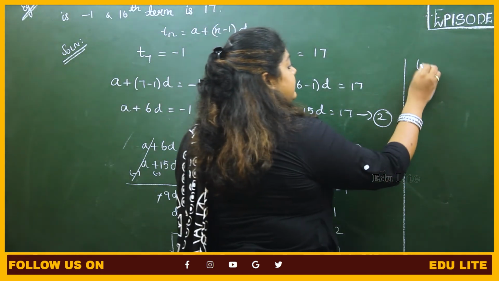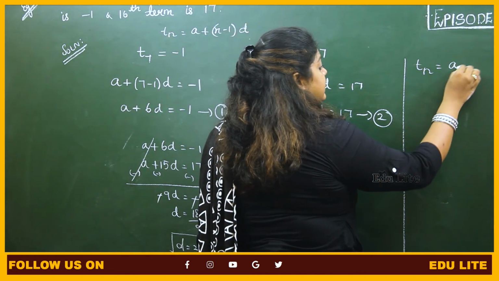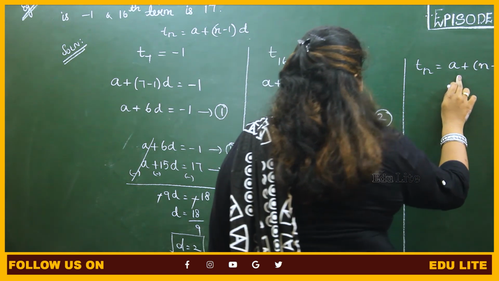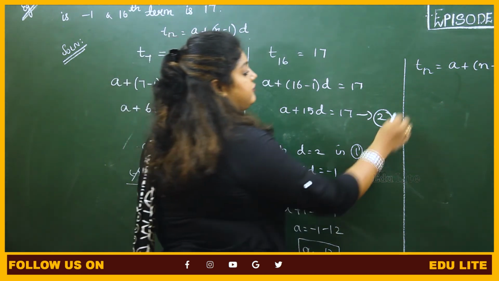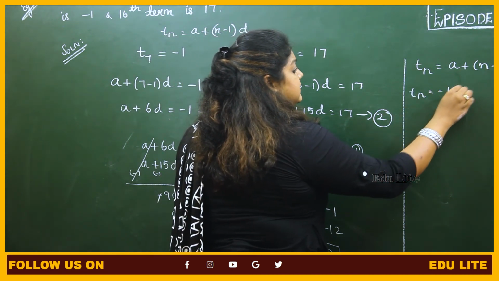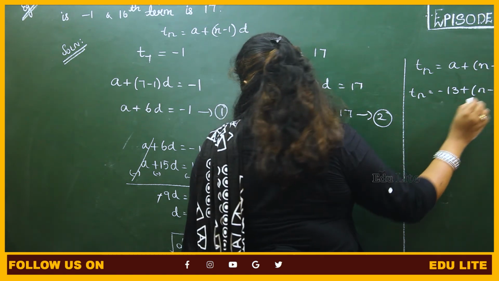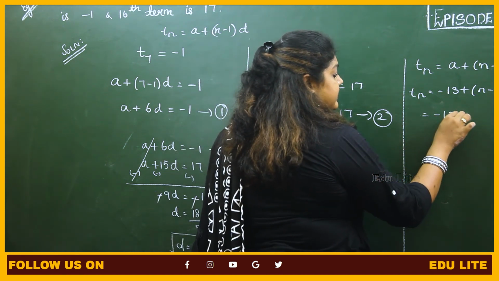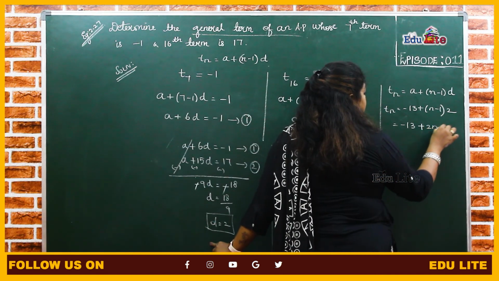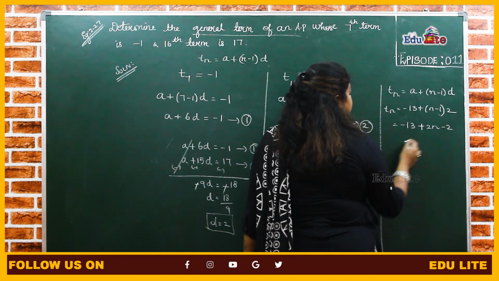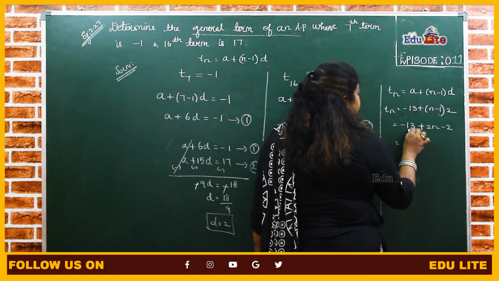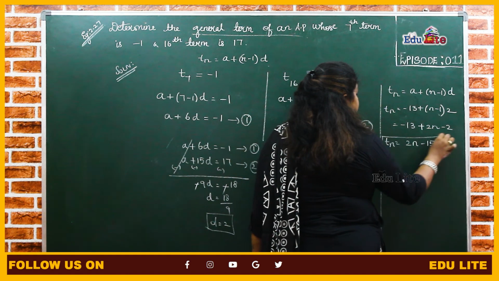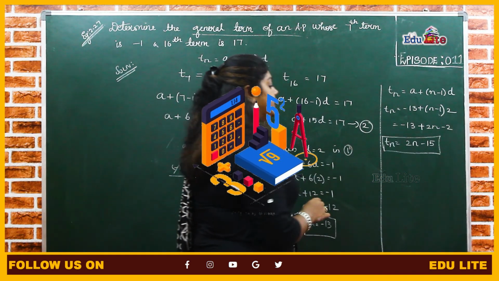To find the general term, the nth term formula is a plus (n minus 1) into d. The value of a we found as minus 13. Therefore, Tn equals minus 13 plus (n minus 1) into the d value, which we found as 2. Substituting it, the next step is minus 13 plus 2n minus 2. Now we have to simplify this. 2n, minus 13 minus 2 is minus 15. Therefore, the nth term Tn equals 2n minus 15.